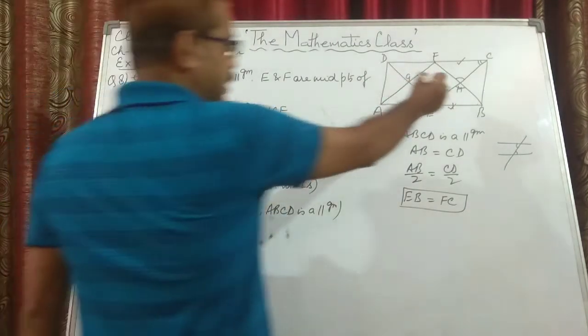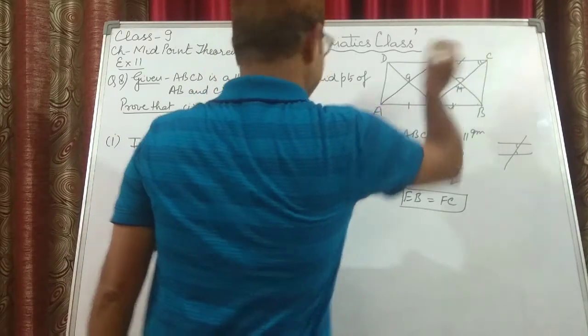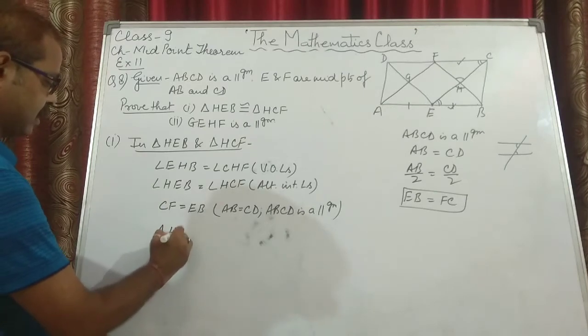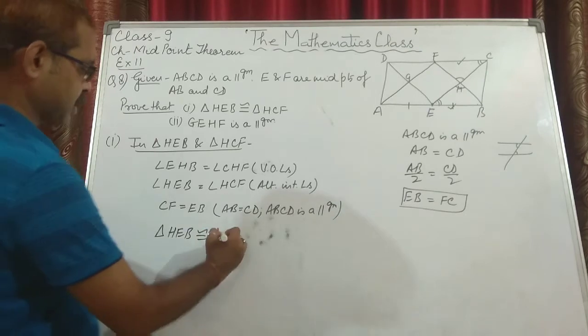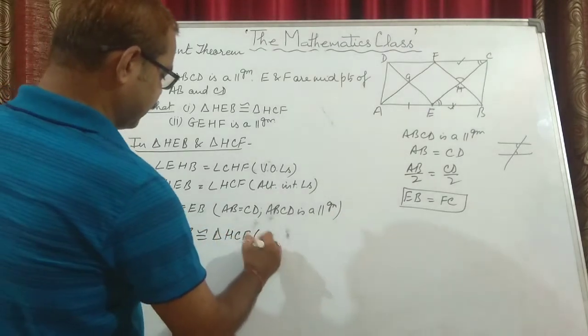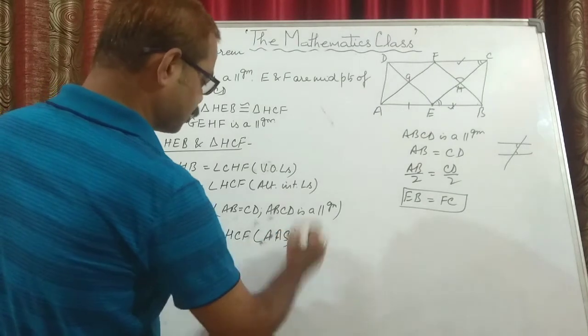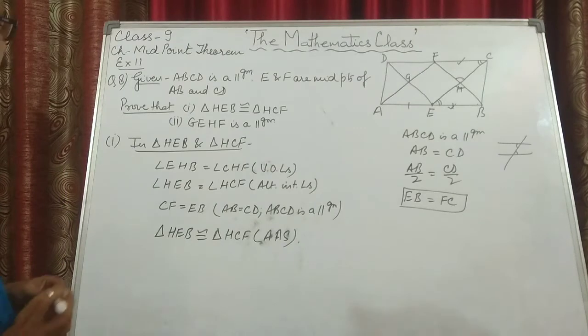Now by angle side congruency, these triangles are congruent. So we can say that triangle HEB is congruent to triangle HCF by the angle side congruency rule. Hence this is proved. Now the first part has been proved.